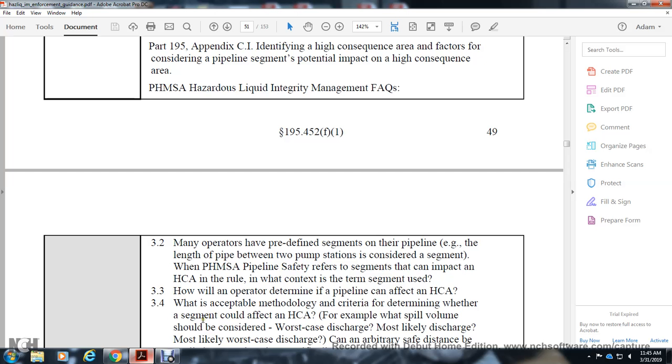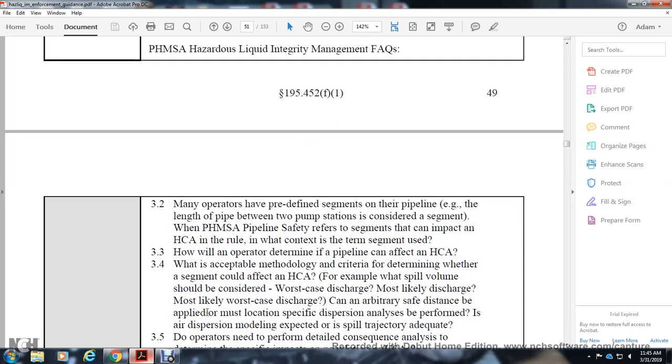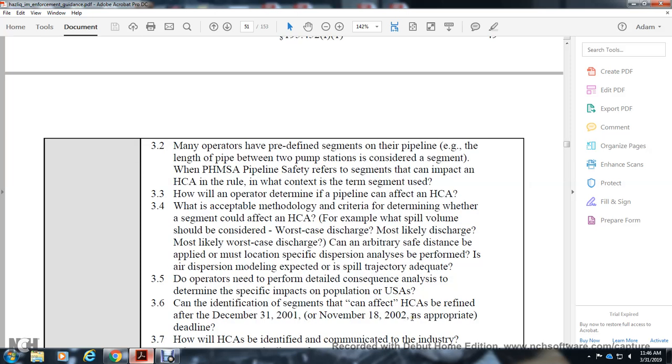For example, the spill volume should be considered: the worst case discharge, most likely discharge, or most likely worst case discharge. Operators cannot arbitrarily say what distance applies. Must a location-specific dispersion analysis be performed, such as an air dispersion model? Expect the spill trajectory is adequate. 3.5: Do operators need to perform detailed consequence analysis to determine the specific impact for the population in an undefined segment area? 3.6: Can identification of the segments that can affect the high consequence area be redefined after December 31st, 2000?